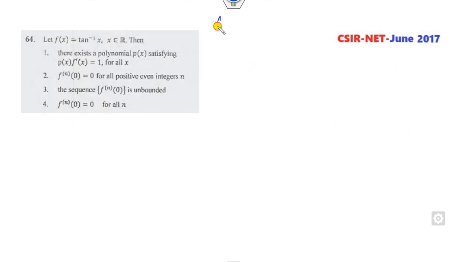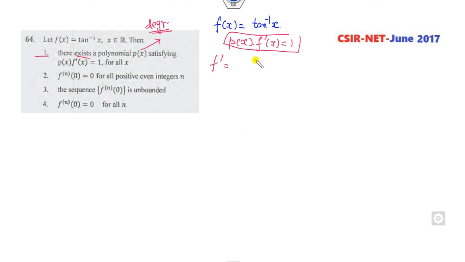Okay, look at this next question. Fx is given to you as tan inverse x. You have to check firstly whether there exists a polynomial. What is the degree of the polynomial? Is it given to you as even, odd or constant? No. So you just check whether there exists any polynomial which is satisfied here. That's very simple. If you take the derivative, it is 1 plus x square. So if I simply take my polynomial as 1 plus x square, it is satisfied. That's the right answer.